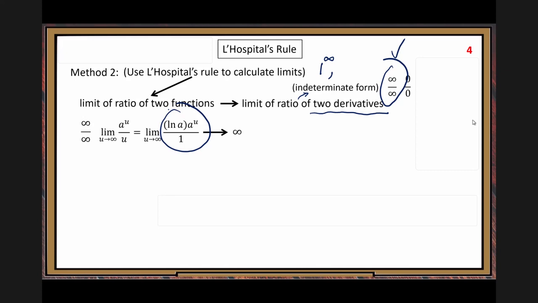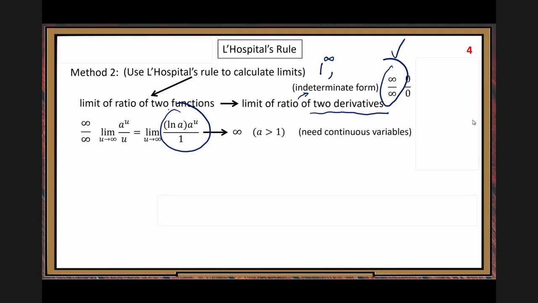So here you can see by L'Hopital's rule, you can find that a to the u dominates u easily, right? You only apply L'Hopital's rule once. Sometimes we may need to apply L'Hopital's rule many times. Here, just once, and we get an answer.